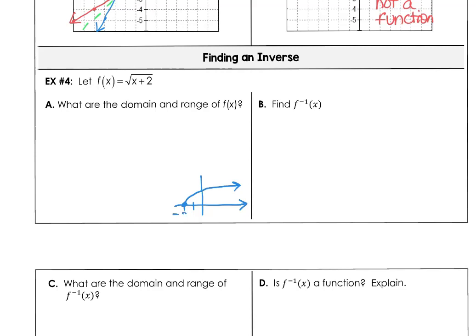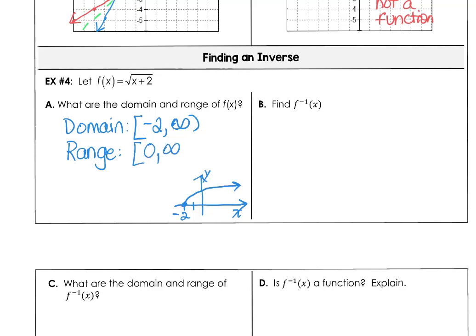So our domain, we know that the domain is going to begin at -2. It includes -2 and goes to the right forever, so -2 to infinity, including -2. And the range, since (-2, 0) is our beginning point, the range is going to begin at 0, including 0, and goes up. We want to find f inverse.